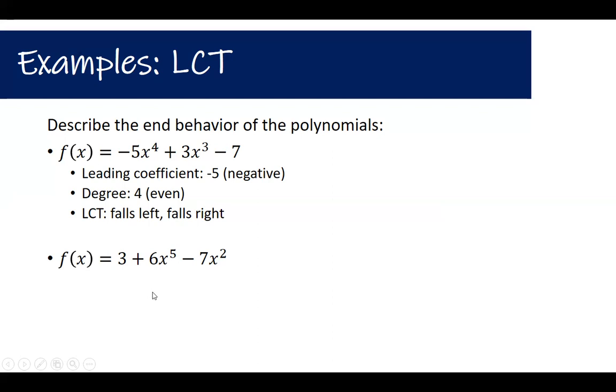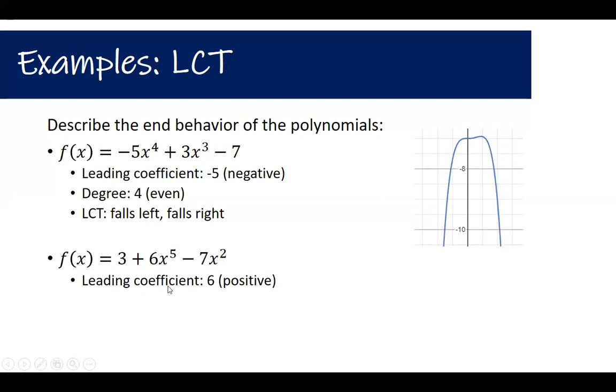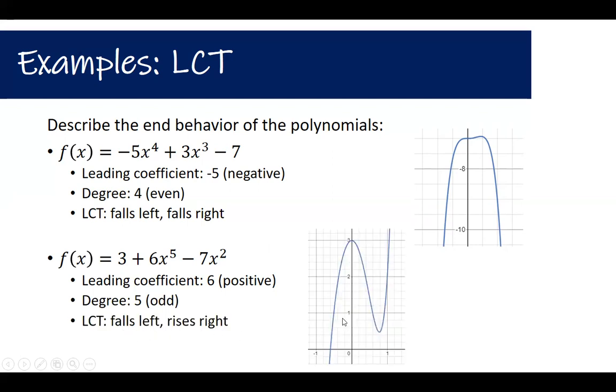We know they're going to do the opposite. So the left is going to be the opposite way of the right. Here, since it's positive, we know that it's going to fall to the left and it's going to rise to the right. Oh, there's the graph. I should have shown you that for that first one. So again, our leading coefficient here is 6. Our degree is 5. So it's going to fall to the left and it's going to rise to the right.